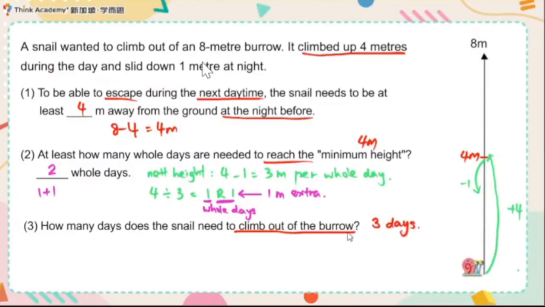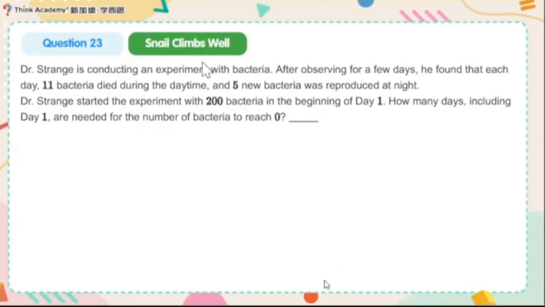All right. So when there's a remainder, that means whatever whole days you have in the quotient is not enough to handle the minimum height. To reach the minimum height, you need 1 extra day to handle the remainder. Okay, and with that, finally, we enter question 23.